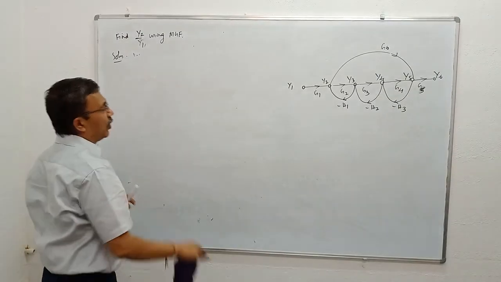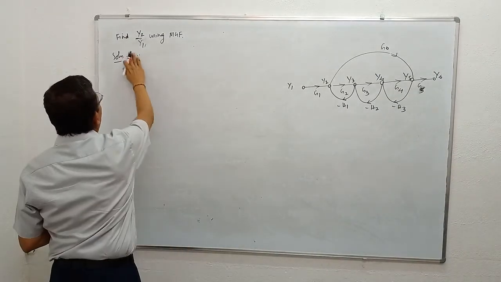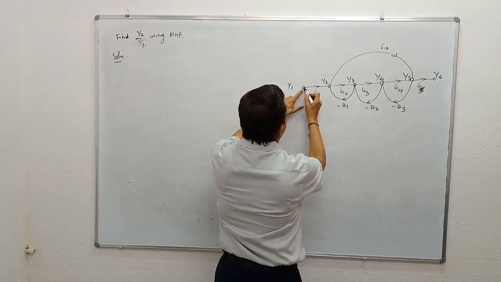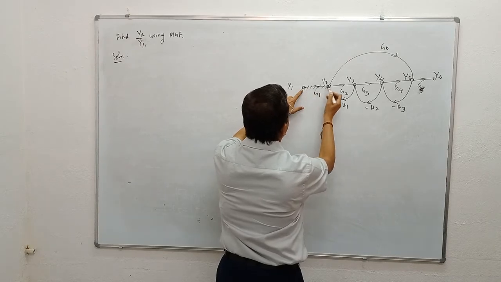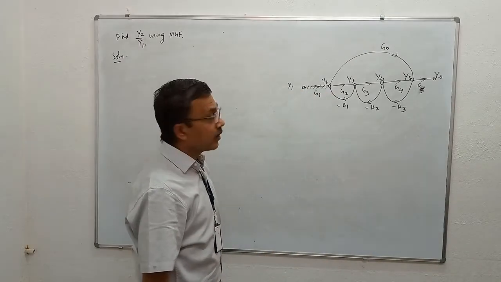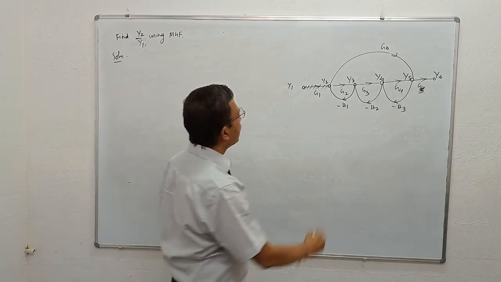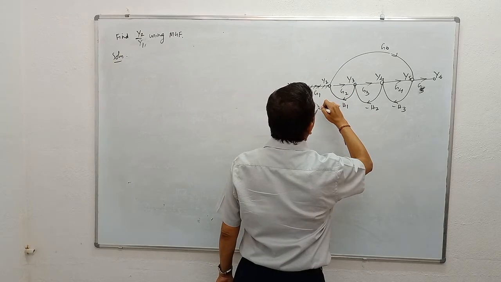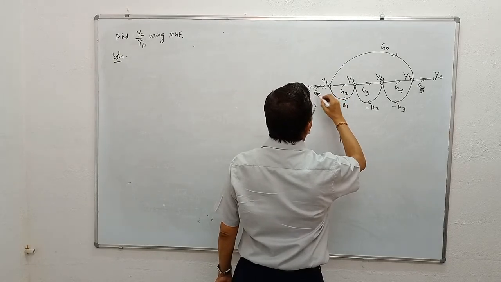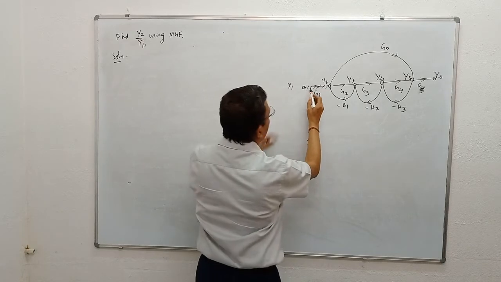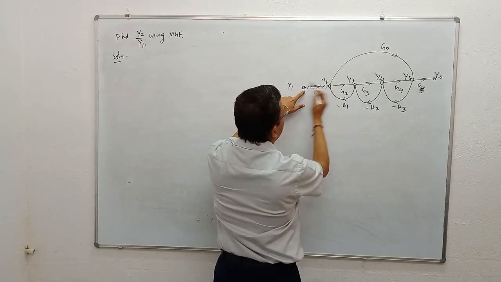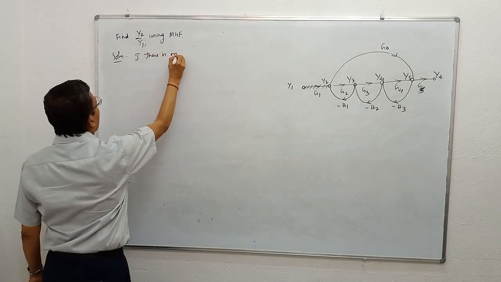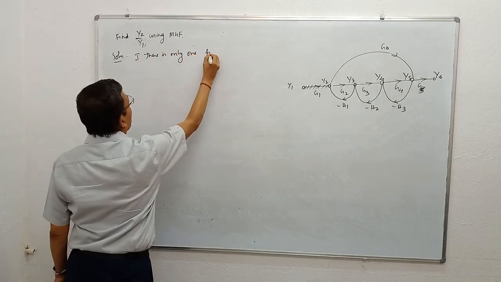Now, how many forward paths are there? Very simple problem. How many forward paths are there for y2 by y1? So see, this is the forward path. Correct? And there is only one forward path. So I write step 1: there is only one forward path.